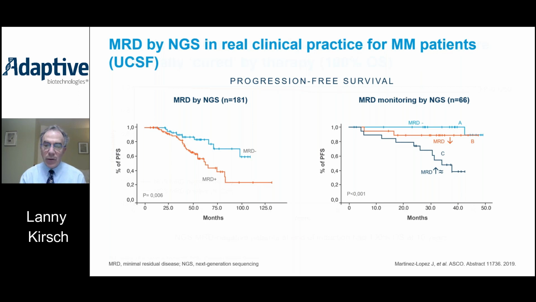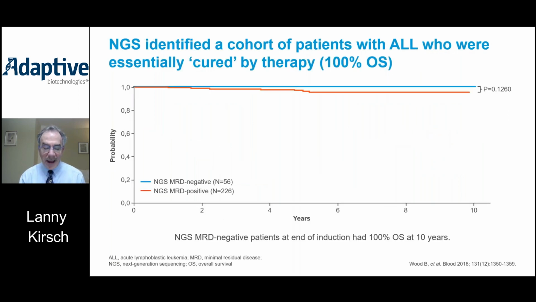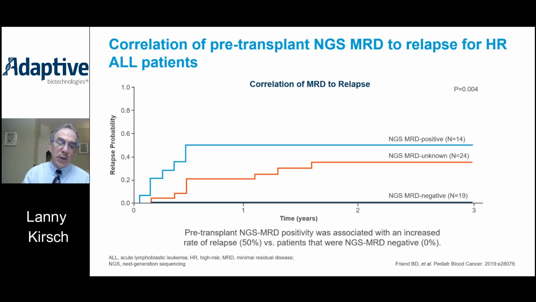For children with standard risk ALL who are MRD negative by sequencing at the end of a 1-month intensive chemotherapeutic induction regimen, their overall survival at 8 years of follow-up, shown in the blue line, is 100%. What about children with high-risk ALL? There was already a hint in the literature based on a clinical trial reported by Michael Pulsifer a few years ago that something similar might be true.